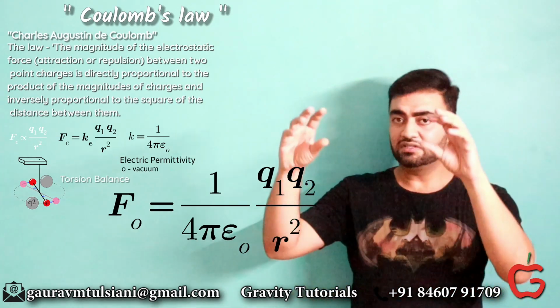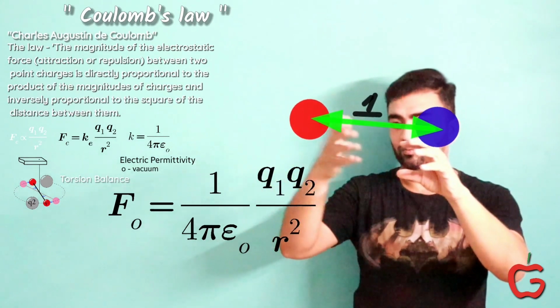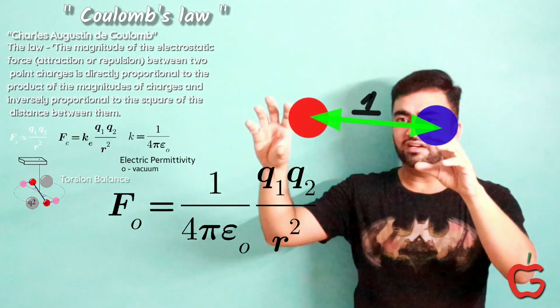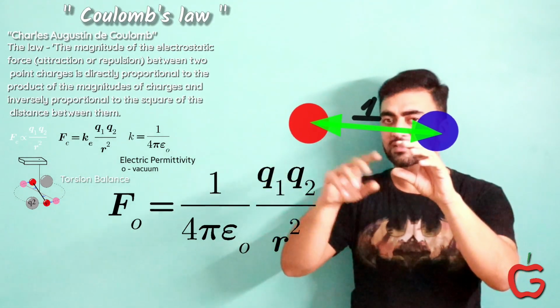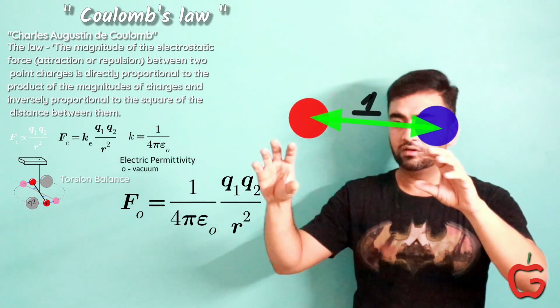Suppose these two charges, let's call them Q1 and Q2, are kept in vacuum. The distance between them is say 1 unit. The force between them is say F. Let's put F naught, naught for vacuum.